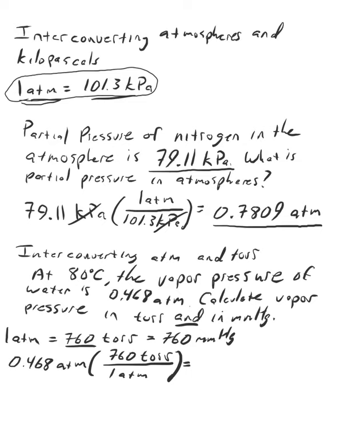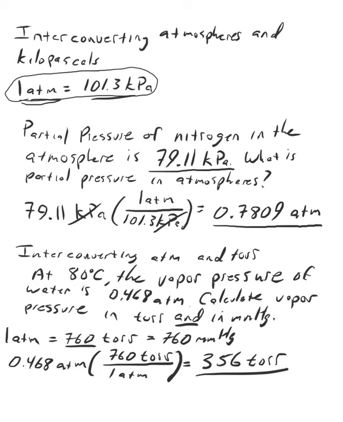Yeah, times 0.468 times 760. And it looks like it's around 356. And then that would be torr. Okay. It's about a half an atmosphere. 0.468 is pretty close to 0.5, so it's about half an atmosphere. So half of 760 would be around 380, and it's pretty close to that.